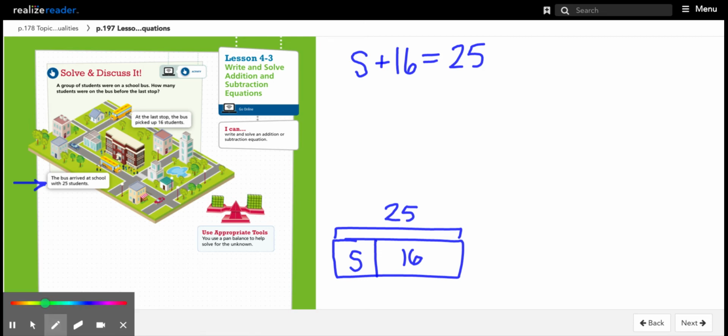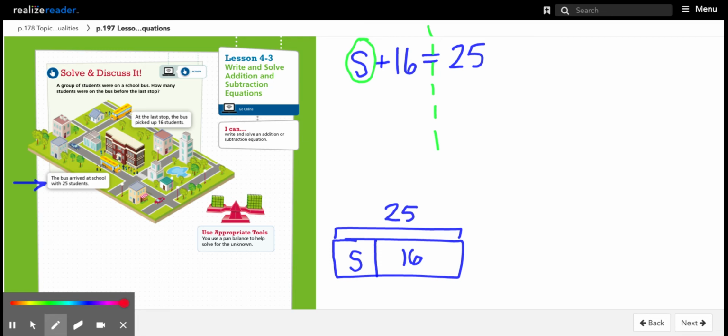So now when I solve equations, I like to draw a dotted line down the middle because I'm going to keep the left side of the equation different from the right side of the equation. So right here I have S plus 16 equals 25. My goal is to get that S alone. I want S to be alone on one side of the equation. So right now, what is with that S? Plus 16 is with the S.